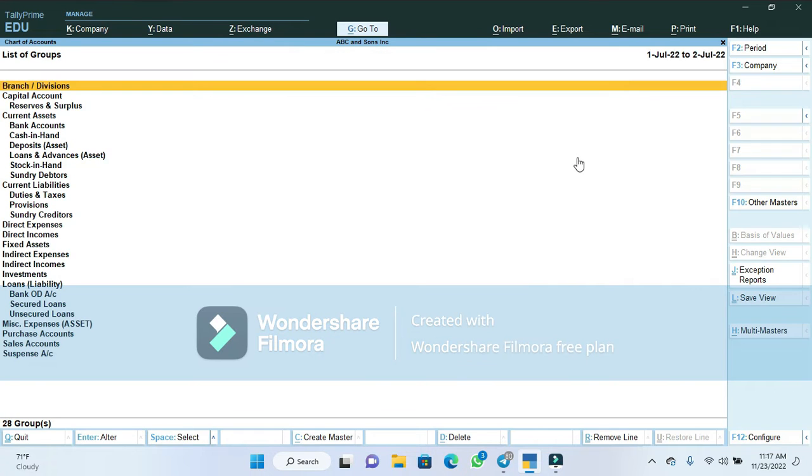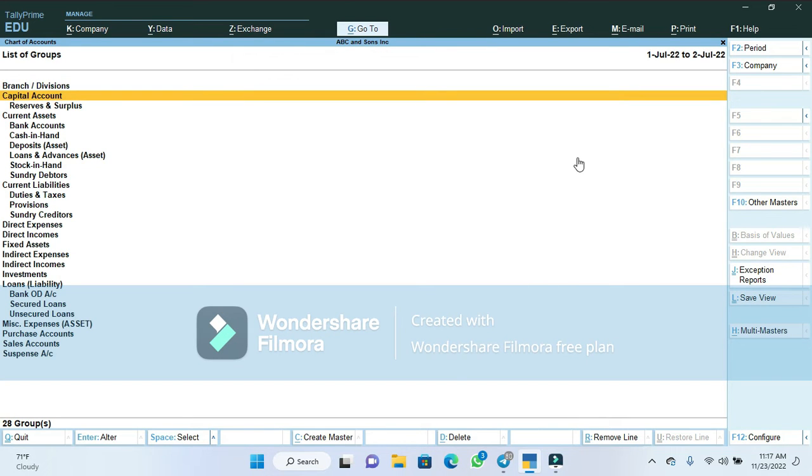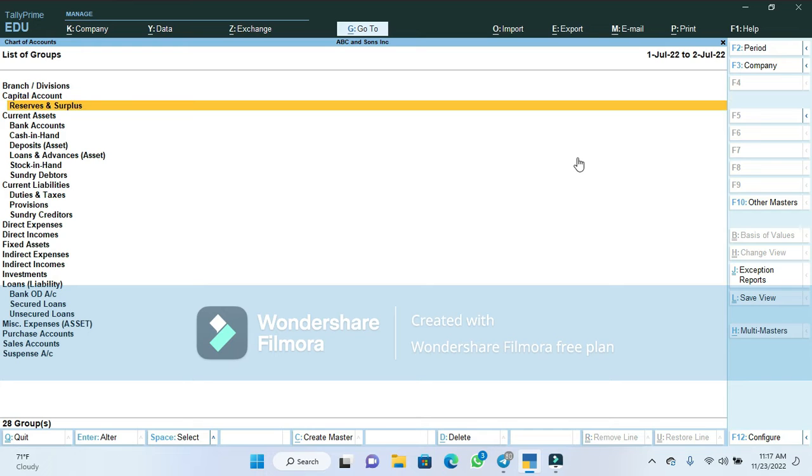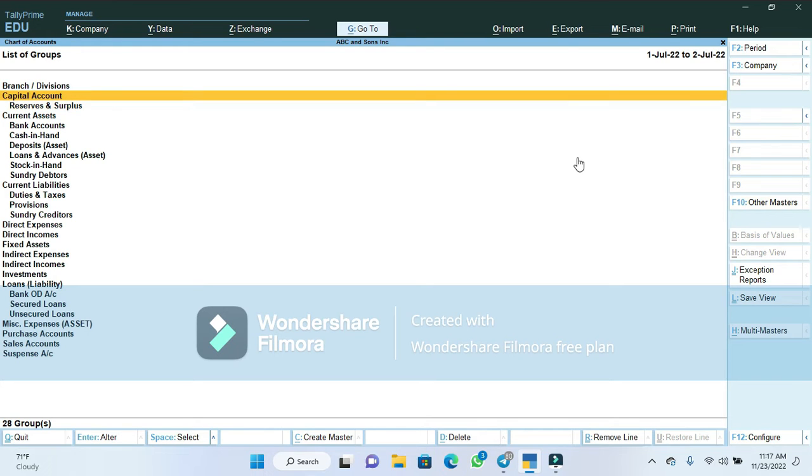So let us start by first of all looking at the chart of accounts. And under groups, we can realize that we have a capital account, and under that, reserves and surplus. However, we want to have another capital account called share capital, and as a sub account of the capital account.